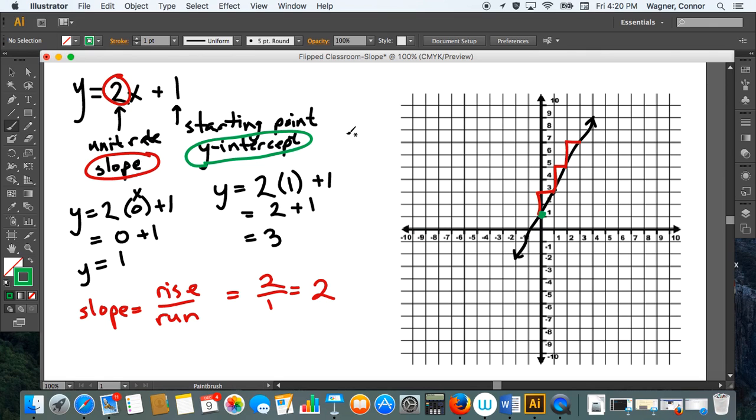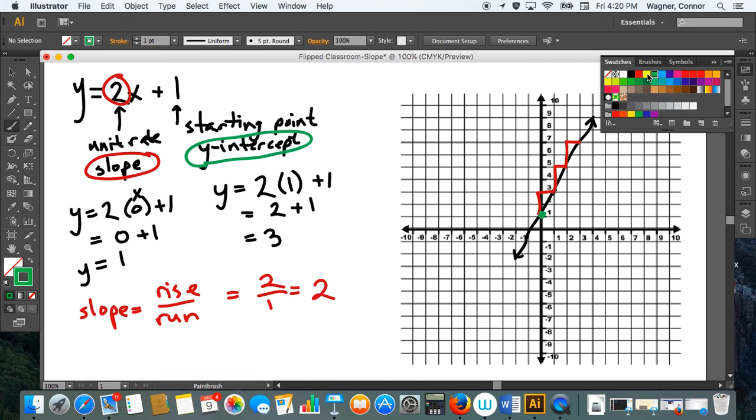And so in math terms, you might see this in the book, you might see it online, but a very common way that you'll see this equation for a linear relationship is in this form: y equals mx plus b. Like, Mr. Wagner, what is this? Where does m come from? Where does b come from? All it's saying is that the slope is m and the y-intercept is b. So every linear equation can be written in this form.